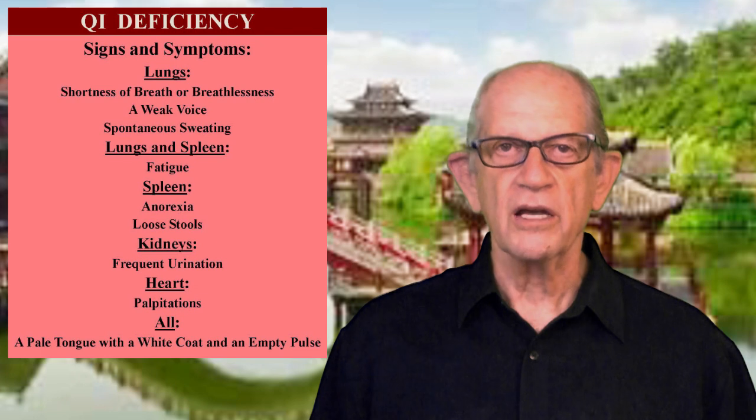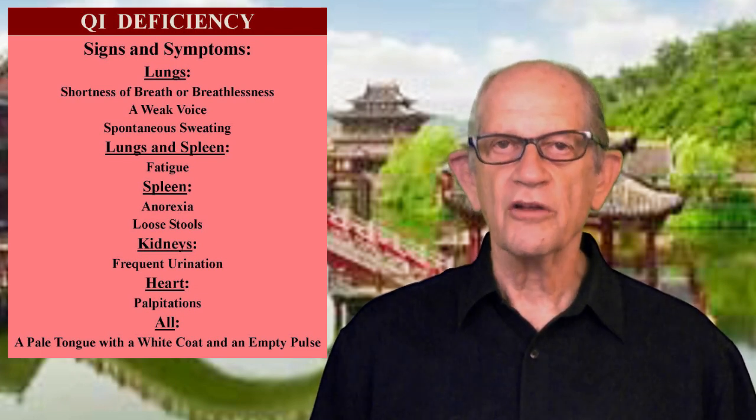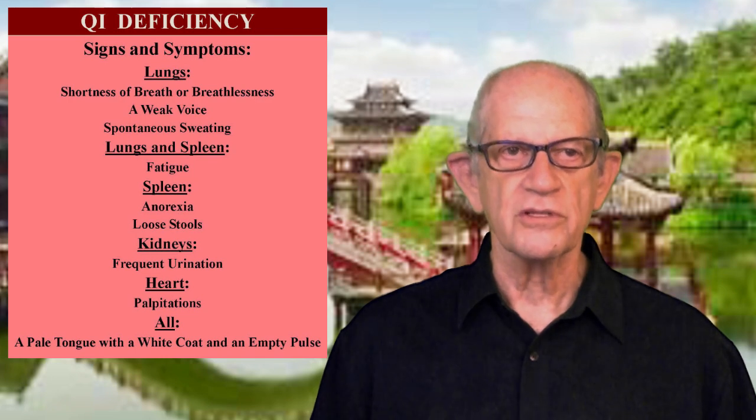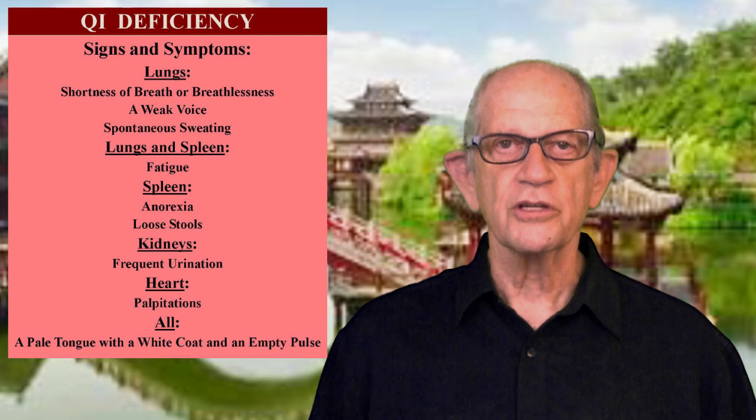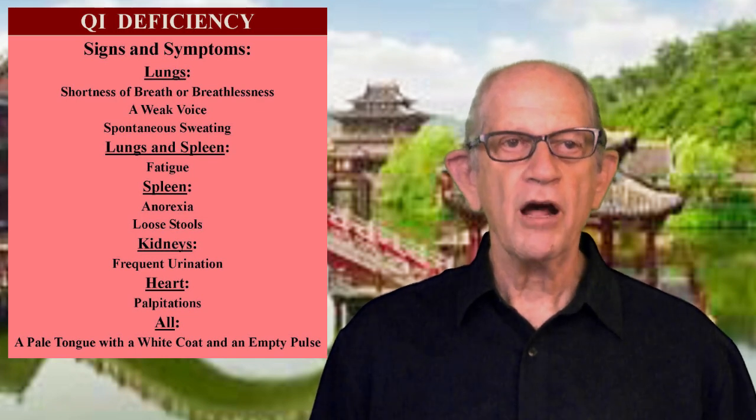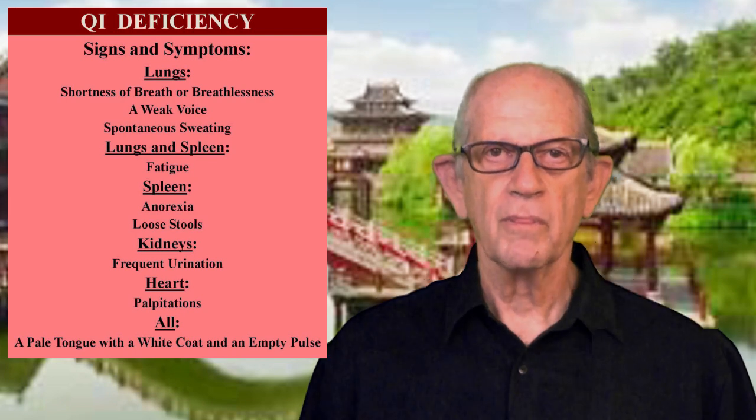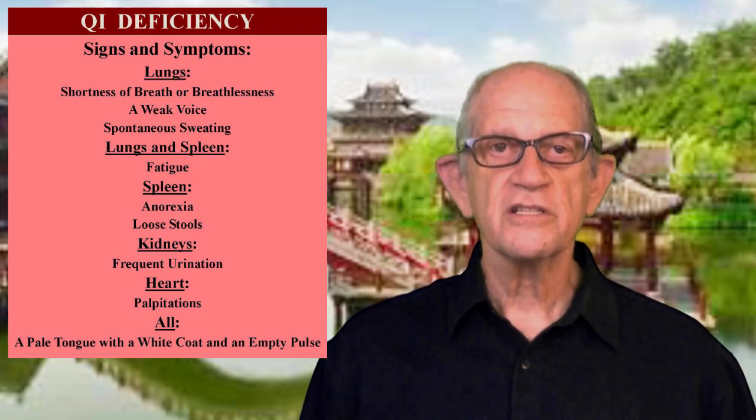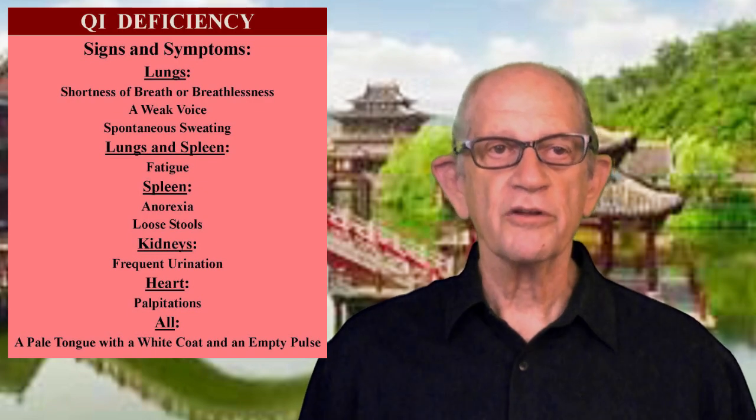Anorexia, or poor appetite, which is a sign of spleen qi deficiency. And loose stools, also a sign of spleen qi deficiency. Frequent urination is a sign of kidney qi deficiency. And palpitations are a sign of heart qi deficiency. In all qi deficiency syndromes, the tongue is pale, the coat is white, and the pulse is empty.